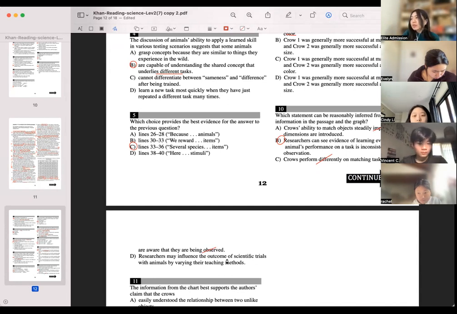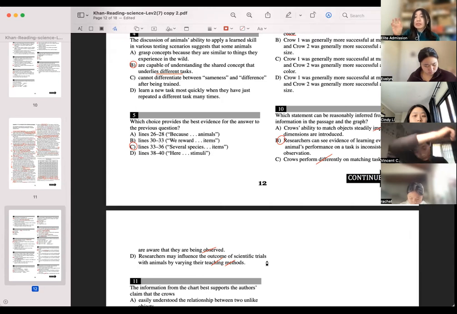The inference outcome of scientific trials analyzed by varying their teaching method. No, we don't see those variables. So you can see those elements, right? We say that when you read a science article, you need to pay attention to the elements. What are the study elements? What is being studied and focused on in this passage? These elements are like outsiders. They're other variables not included in the study at all, not included in that table at all. So they must be wrong.